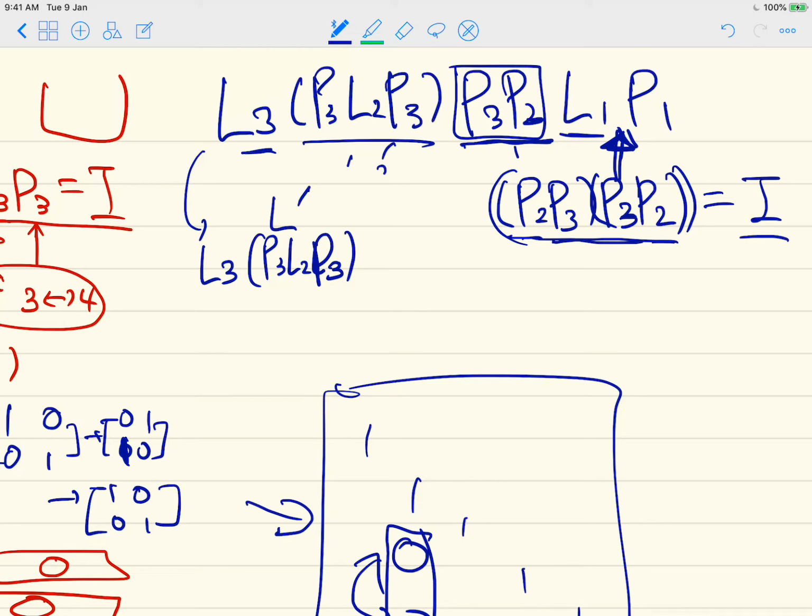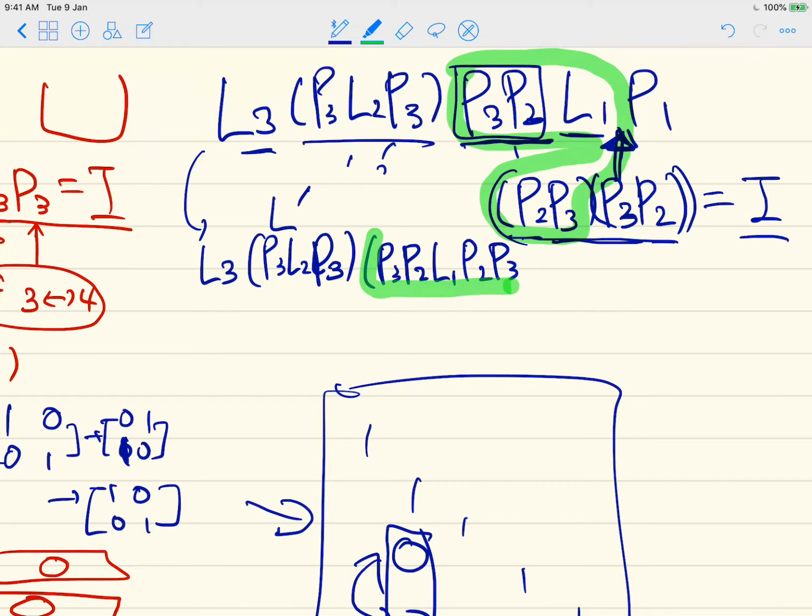And then P3, P2 and L1 and P2 and P3. So that is corresponding to this part, right? Okay, and then we have P3, P2, P1 and the original matrix A.